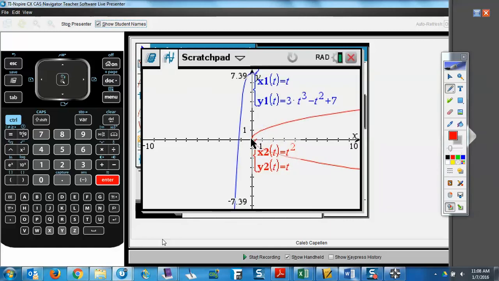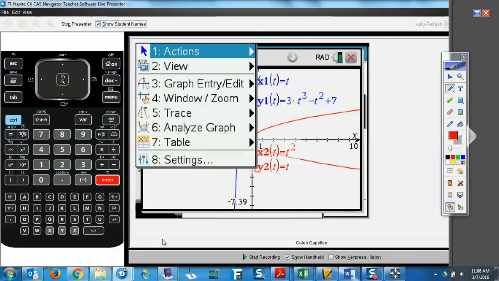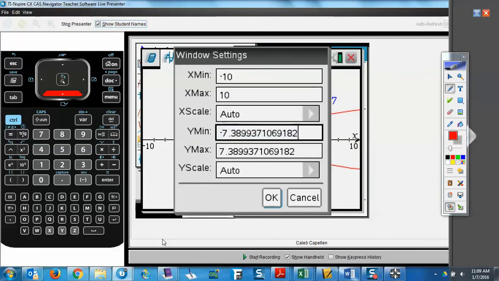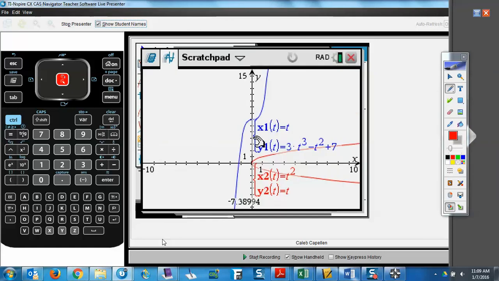Okay. Ooh, can't really see it very well. Let's change our window. Go to your window. Let's go to our Y max, and let's make that about 15 maybe. Okay, now we want the mirror image of that, right? We want the mirror image of that.